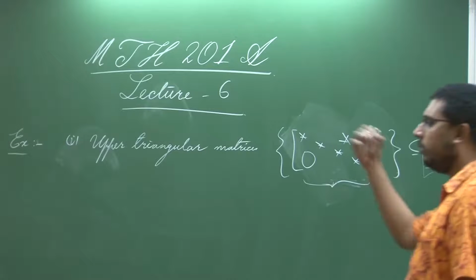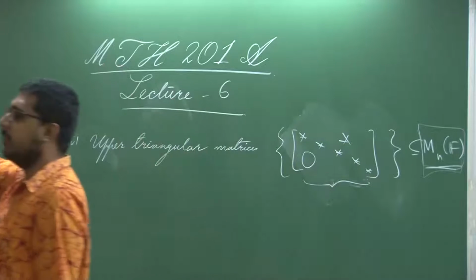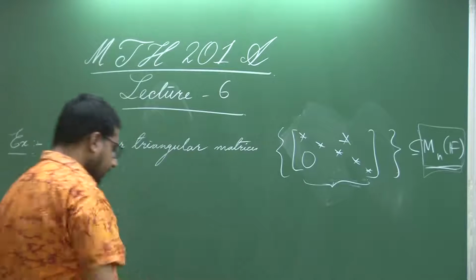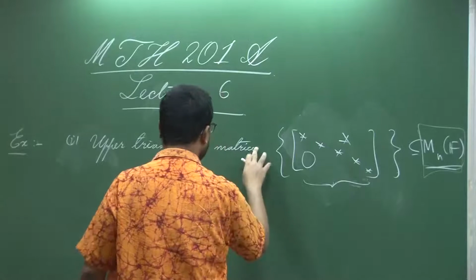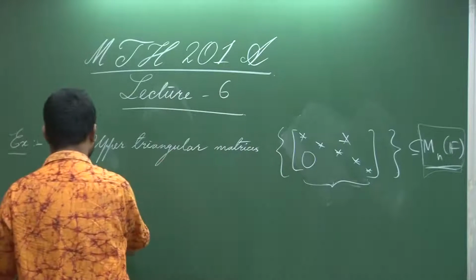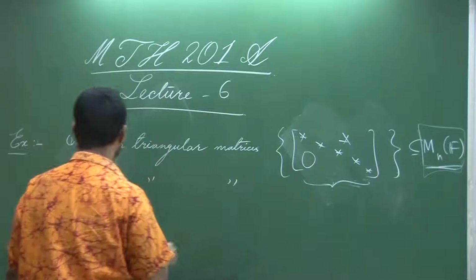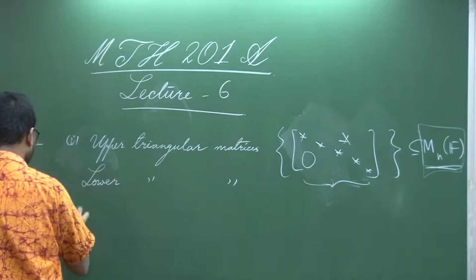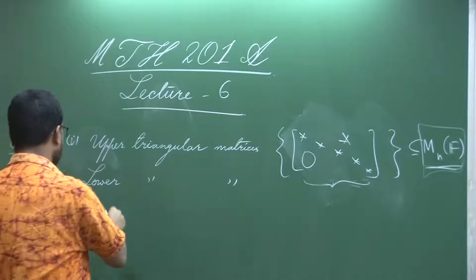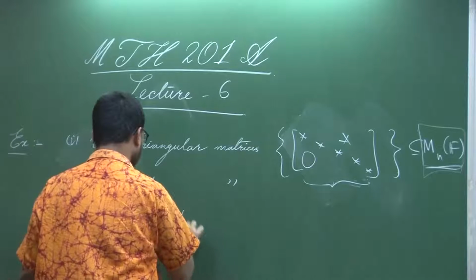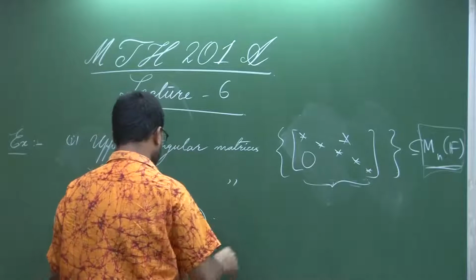So the phenomenon that we have seen for the vector space of solutions of a given system of equations, the same thing you can see here. Similarly, lower triangular matrices, and then another good collection is matrices whose trace is 0.